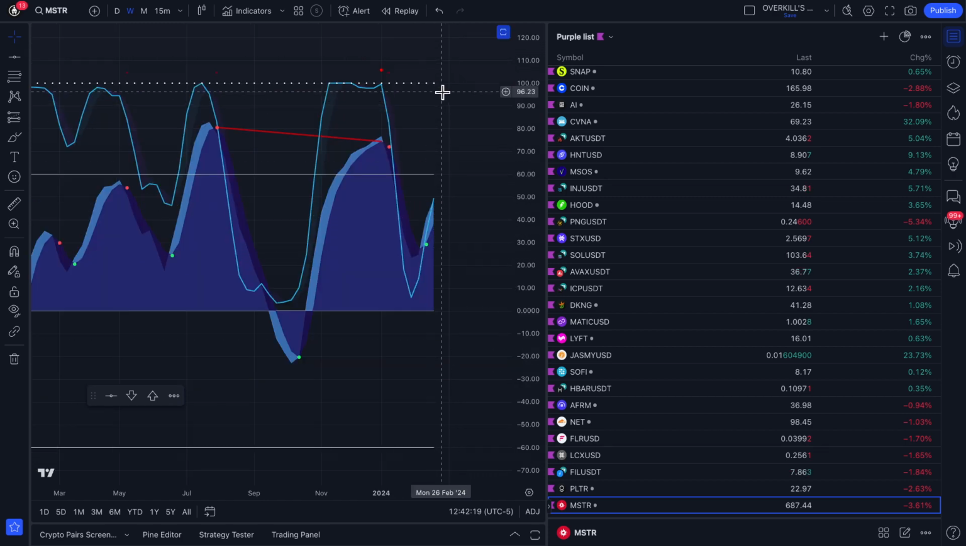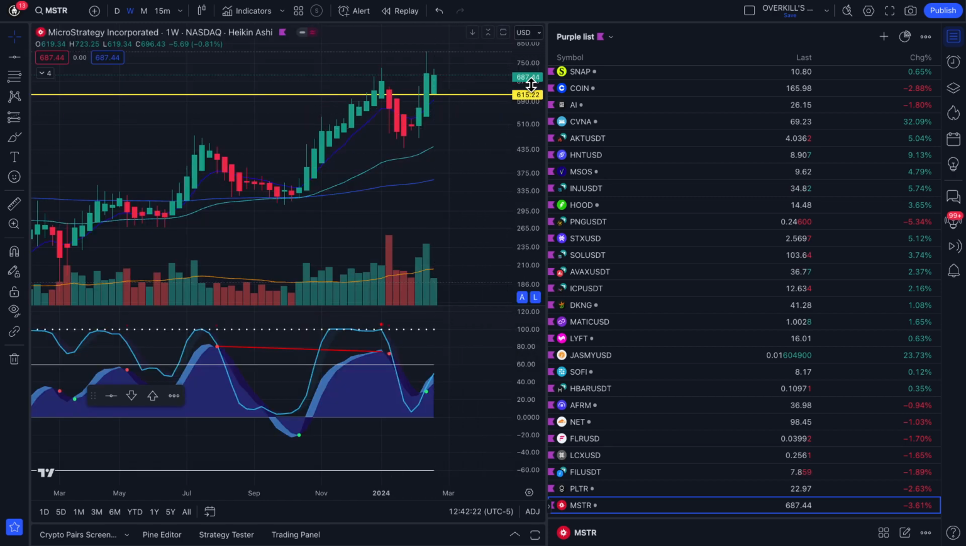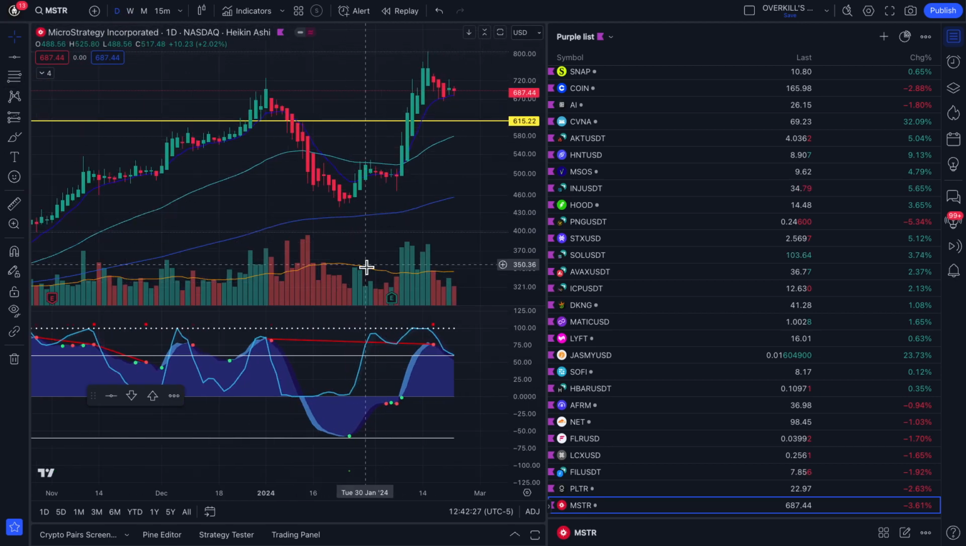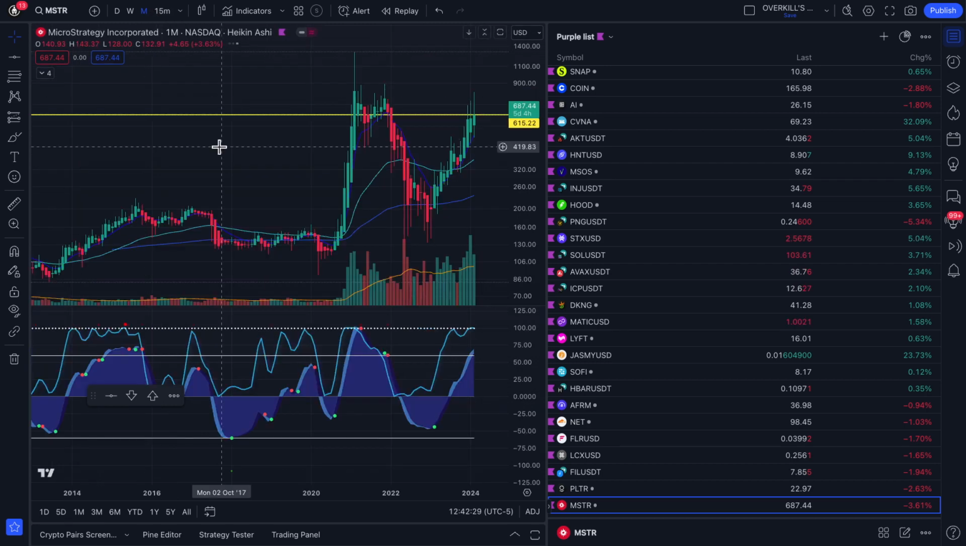Again, stochastic is nowhere near 100 yet, so this one looks like it wants to continue. The current stop loss on MSTR is 615. And as long as crypto keeps going up, this thing probably will follow suit.